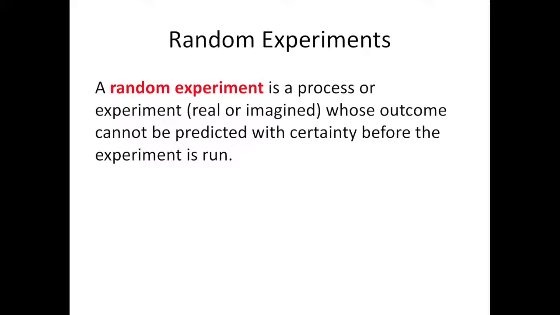Now, before we start talking about how to assign probabilities, we have to build up the correct mathematical model for what's known as a random experiment. Our probability theory will be based off of this idea. So a random experiment is pretty simple. It's any process, real or imagined, whose outcome cannot be predicted with certainty before the experiment is run.